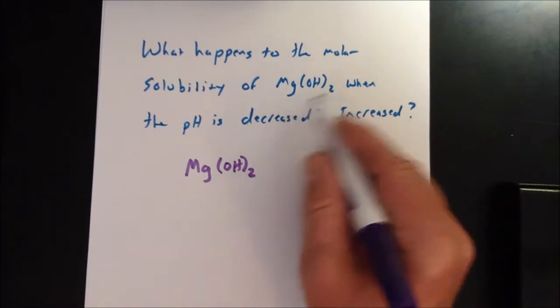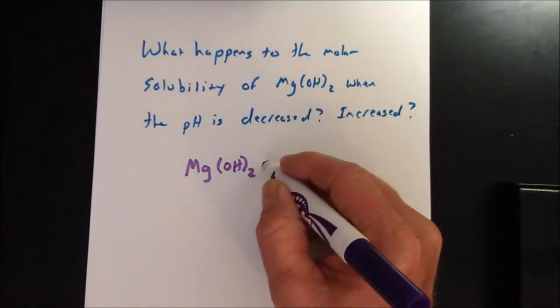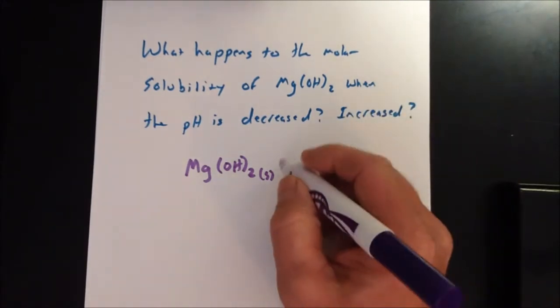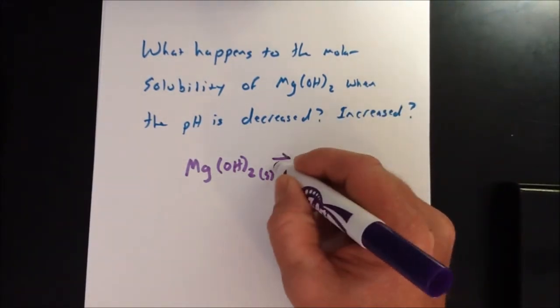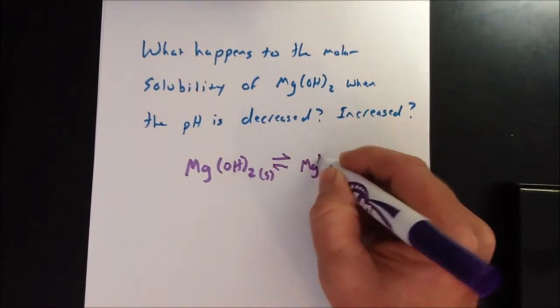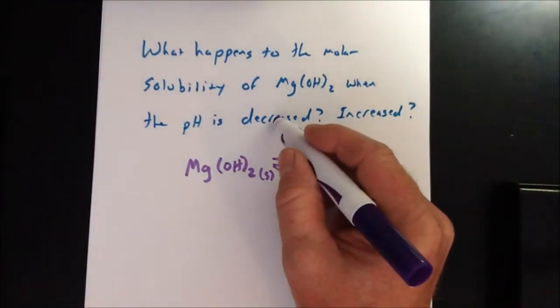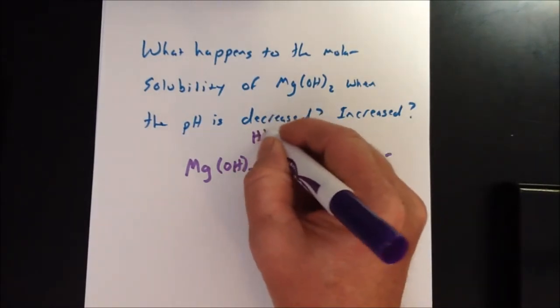The good news is solving this mathematically by way of AP exam has been removed. I'll show you real quick in case maybe you're in college and you're trying to solve this. But anyhow, magnesium ion and 2 OH minus. If we're decreasing the pH, then we're doing so with the addition of H plus.